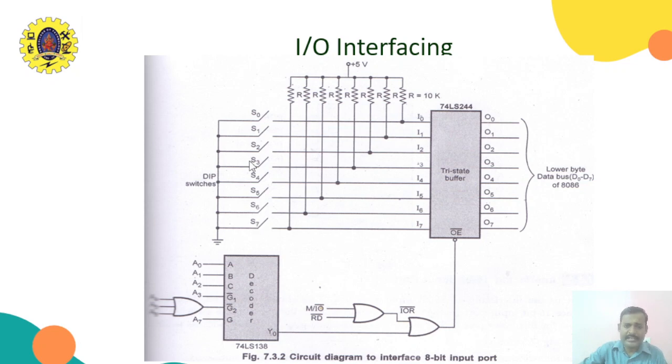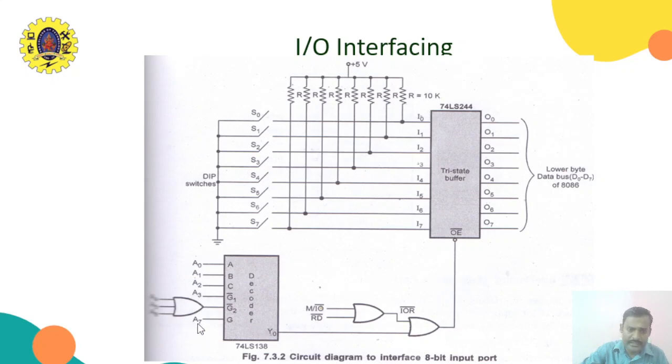Here we are connecting switches. Look at this S0, S1, S2, S3. These are the switches. This is the pull-up resistors and this is a tri-state buffer. From this we have the data bus. So we need to have an address for this. Look at this. This is an address decoder.